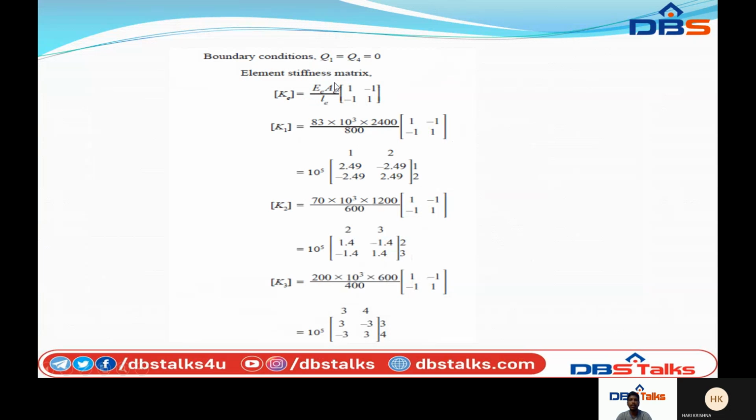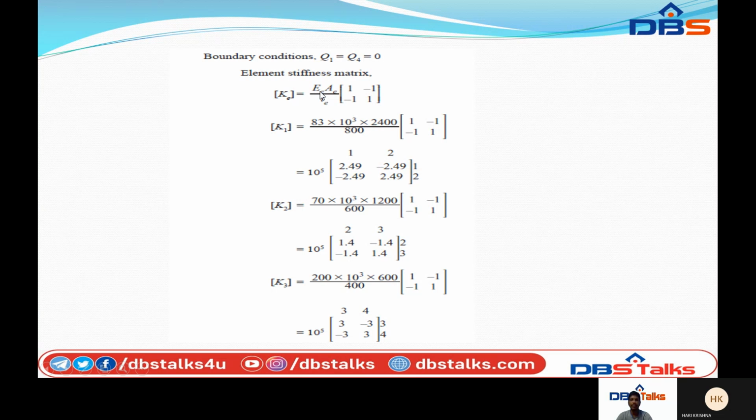After the boundary conditions are applied, the next step will be calculation of the element stiffness matrix. Ke, we already know the equation for calculation of the stiffness matrix for a particular element. We are calculating for elements, not for nodes. K equal to AE by L times [1, -1; -1, 1].